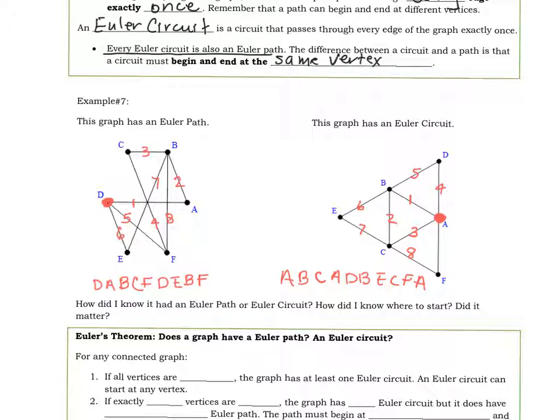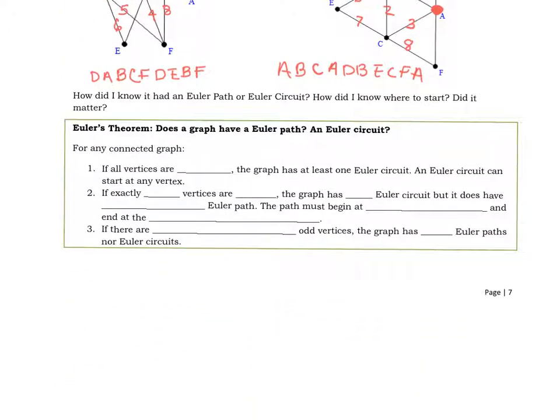So how did I know it had an Euler path or Euler circuit? How do I know where to start? Did it matter? Well, as a matter of fact, it does. And so we can use Euler's theorem. Euler's theorem will help us figure out whether or not a graph has an Euler path or an Euler circuit. So for any connected graph, if all vertices are even, the graph has at least one Euler circuit.